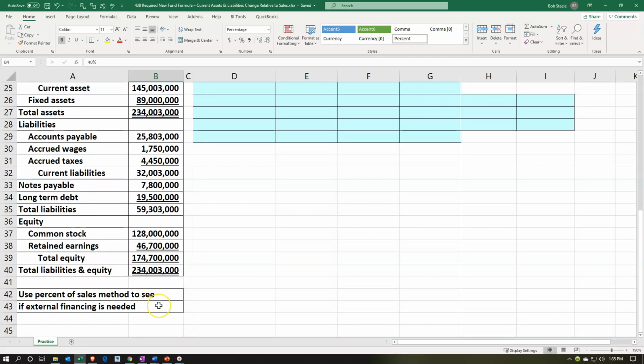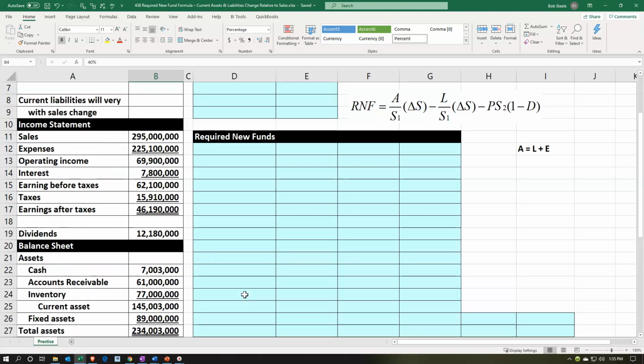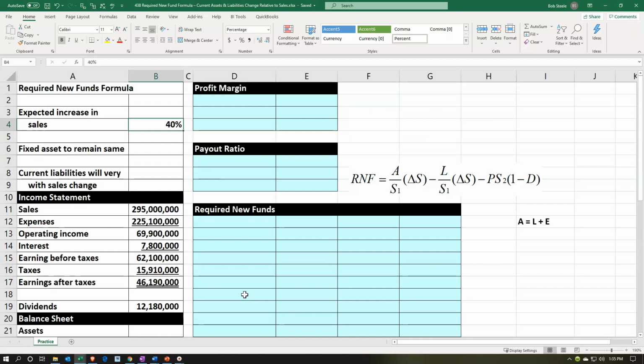We want to use the percentage of sales method to see if external financing is needed. So we want to project out into the future and see if we need more financing, given the expected increase in sales of 40%. To do that, we're going to use this formula. You can break this formula out into its components, mirroring the accounting equation: assets equal liabilities plus equity. If we figure out how much we think the assets are going to increase, then we have to finance that increase with either liabilities or equity.